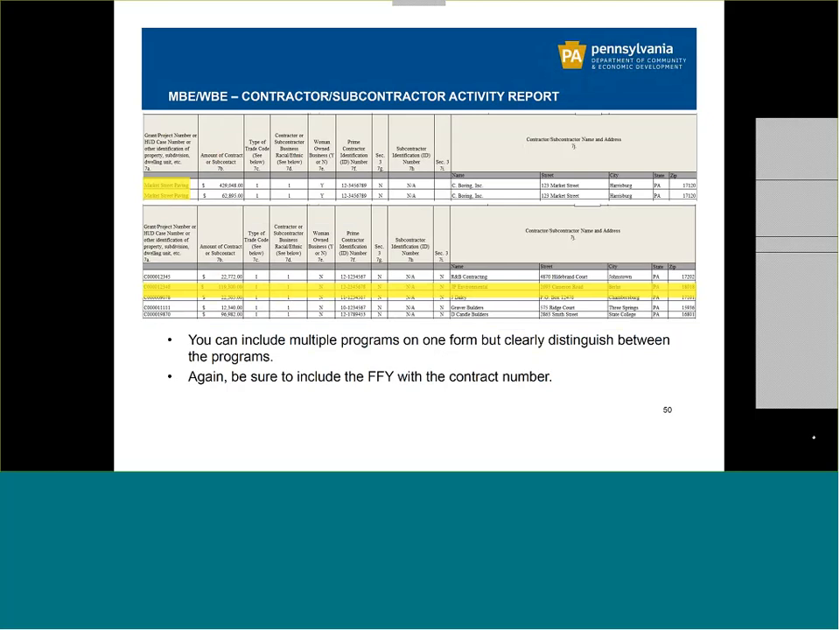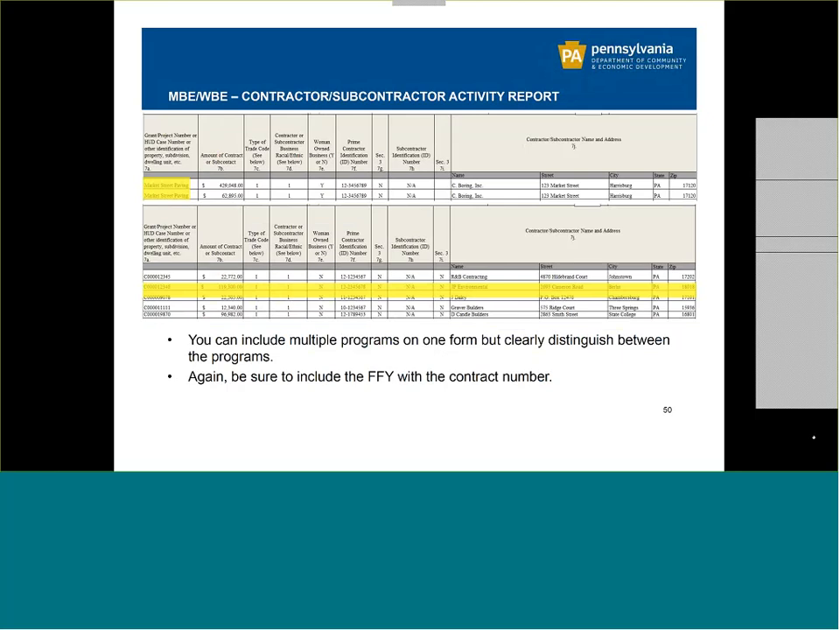And then for the bottom example, we do encourage our grantees to include multiple programs on one report. This one is encompassing both the CDBG and HOME programs. The problem that we run into, which causes us to be bogged down trying to figure out the federal fiscal year and what program we're talking about, is that there's no clear delineation on the program.